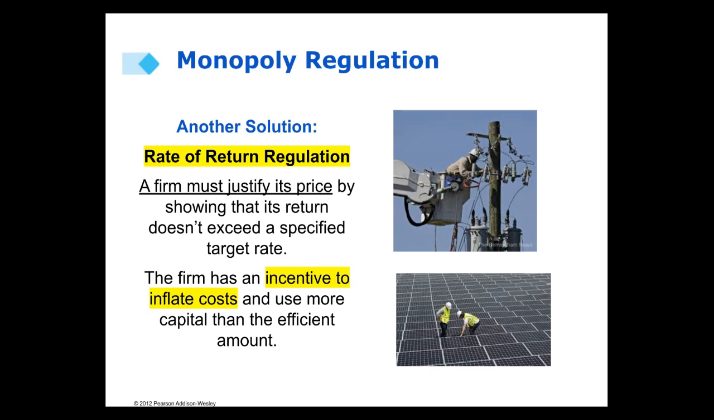The problem with this is that the firm has an incentive to inflate their costs and might use more capital than is really necessary. Since their profit is determined by how much their costs are, they may inflate their costs or increase their costs and do so in an inefficient way.